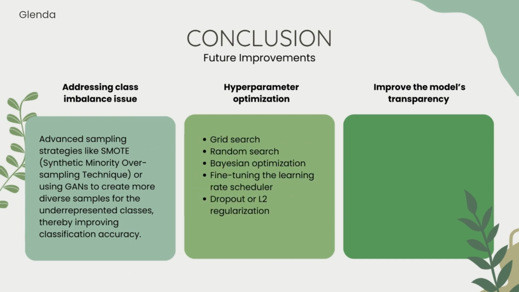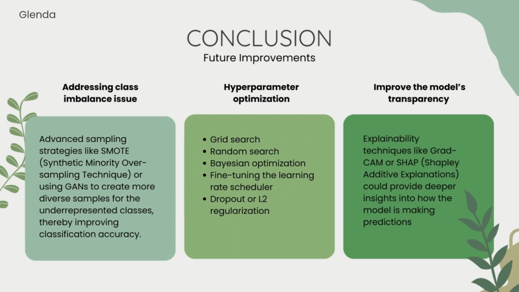Looking forward, hyperparameter optimization through methods like Bayesian optimization can also further improve the model's performance. And lastly, we can also consider exploring integrating explainability techniques like SHAP that will provide deeper insights into model predictions, fostering transparency and trust in real-world applications.